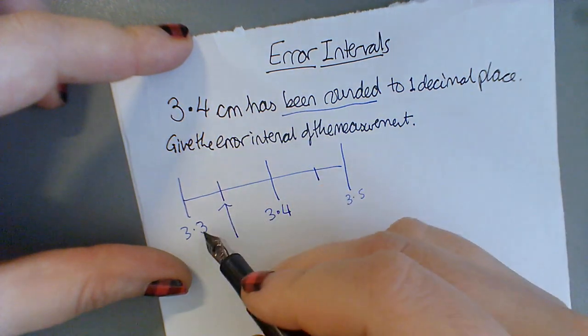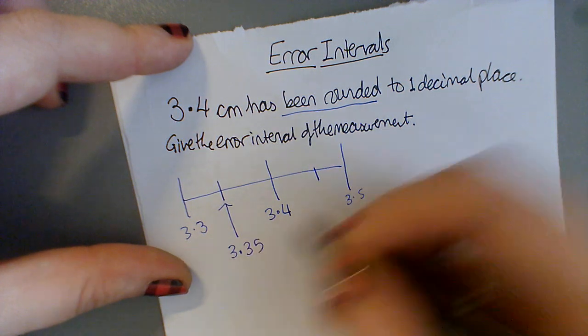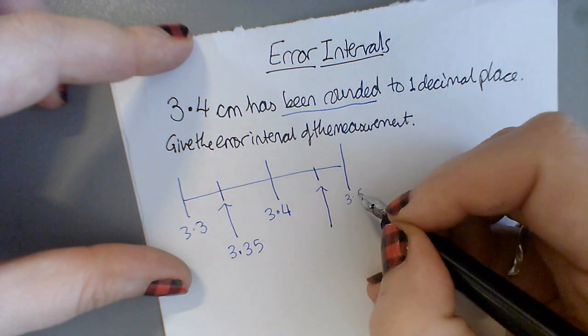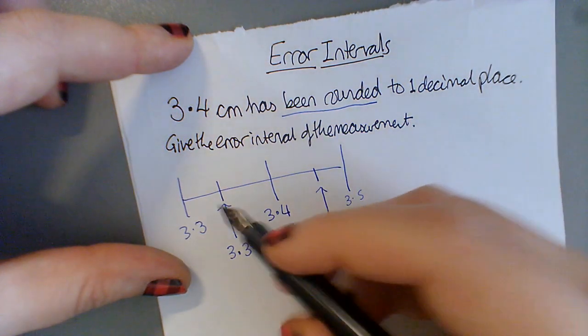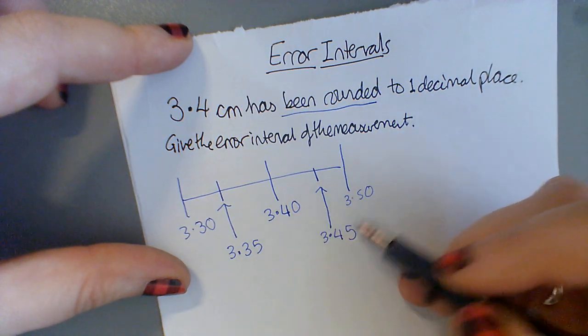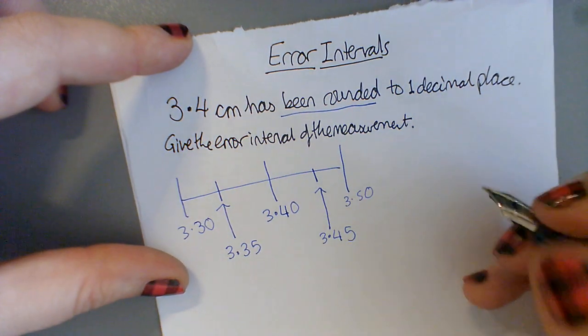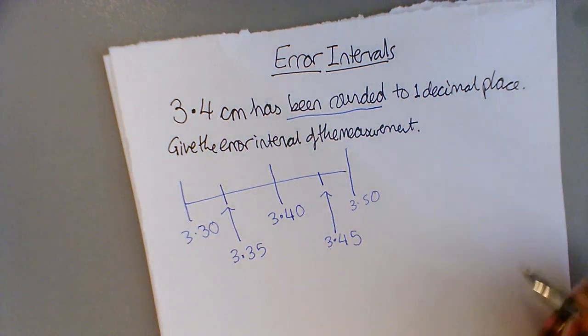So I know what this number is here, halfway between 3.3 and 3.4, 3.35. And what's this one, halfway in between here? 3.45. Remember, if you're struggling with that, pop a little extra 0 on the end and you can see quite clearly, halfway between 40 and 50 is 45. Anytime it's decimals like this with error intervals, if it helps you, pop the extra 0 on the end.